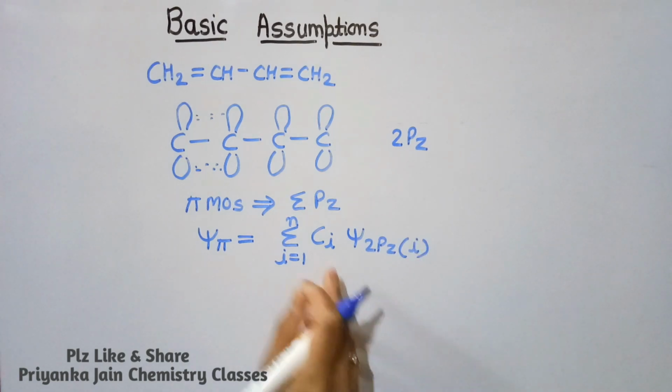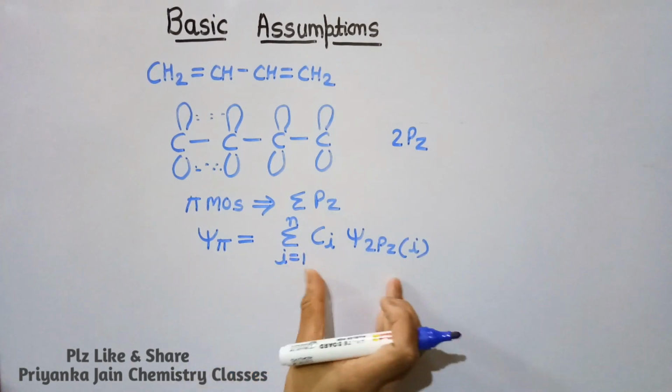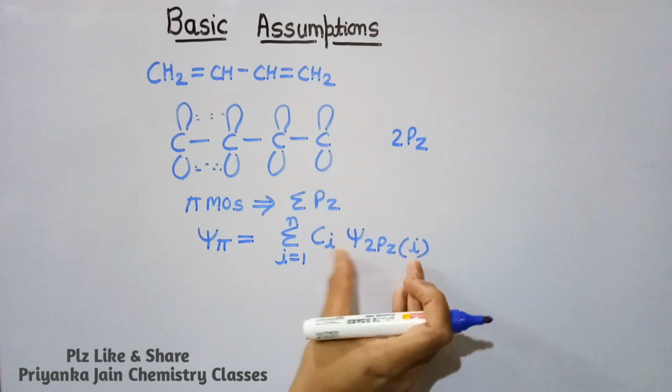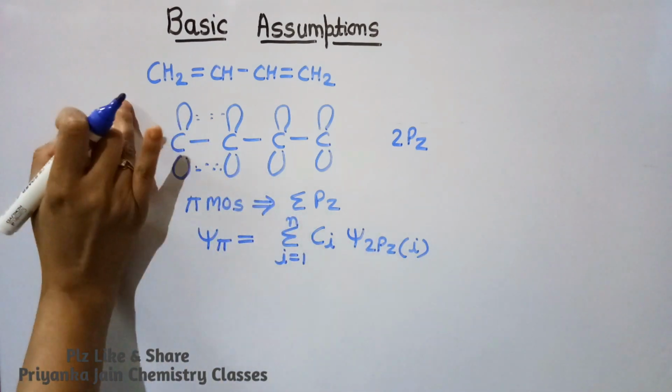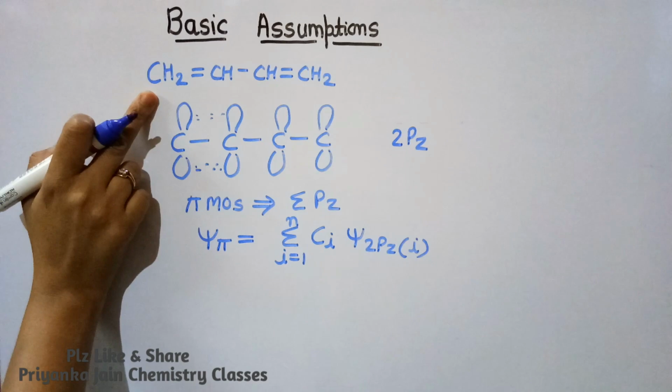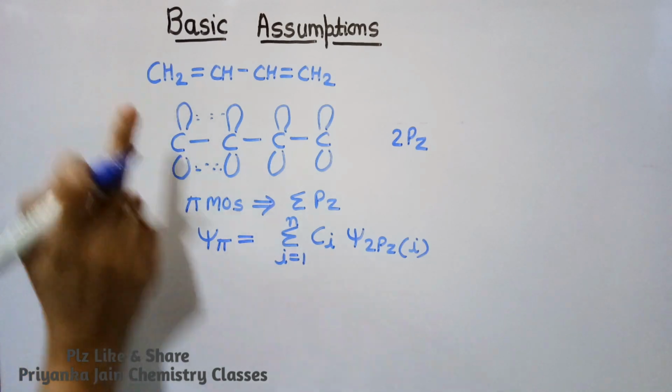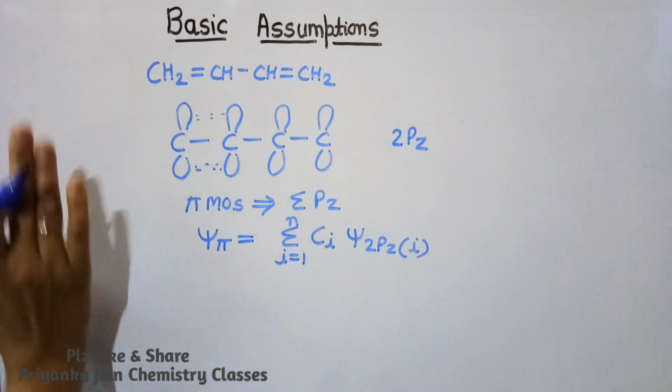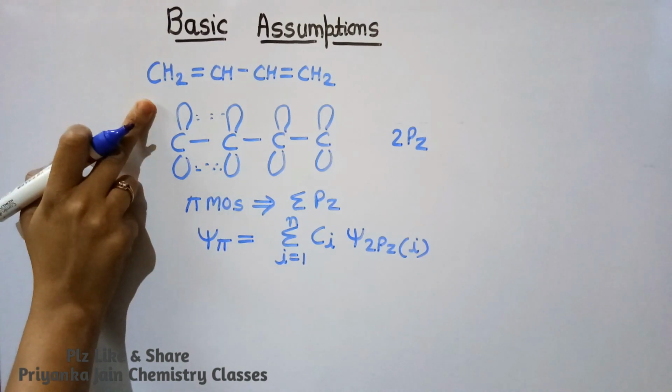Okay, these are the coefficients. So these are the linear combination of these pz orbitals. Suppose we are considering this one case. Here the number of carbon atoms is 4. So this n represents the number of carbon atoms. In this case n is equal to 4.